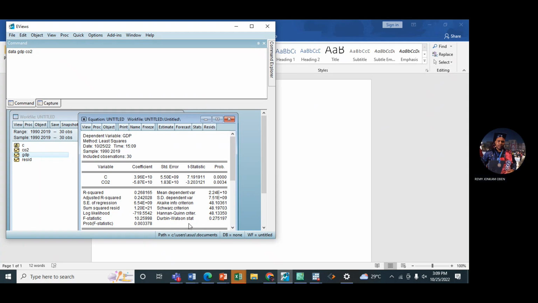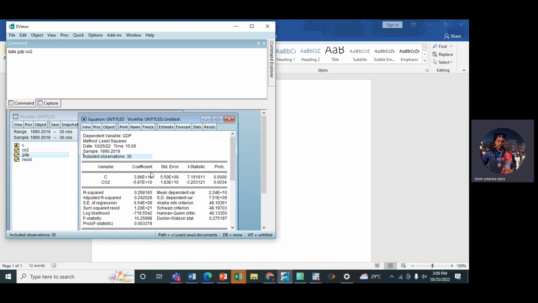Now, if you see, for instance, the dependent variable is GDP, of course. The method is ordinary least squares, of course. The sample starts from 1990 to 2019. We have 30 observations. Sample size is 30. We are not interested in all this information.